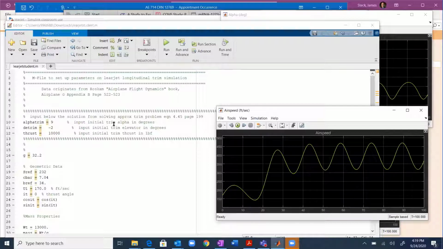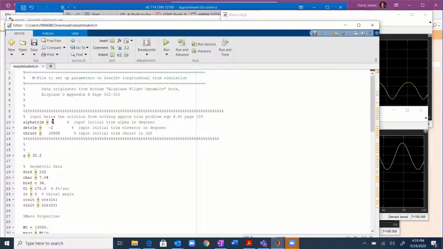So the version that you will download doesn't have numbers here. It has, I think, question marks. And that will also flag you. If you try to run this with a question mark in there, you'll get an error because it doesn't know what a question mark is.